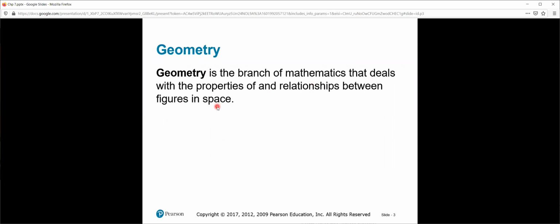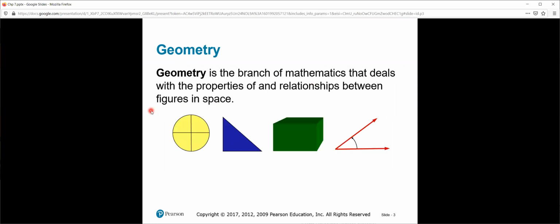between figures in shape in space, i.e., shapes. Geometry is the math of shapes. All these are shapes. All these are very different shapes. We have a circle here. From a circle, we can get a radius, we can get a diameter, we can get a circumference, right?